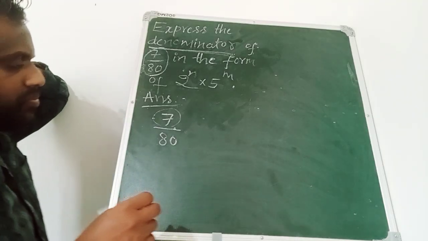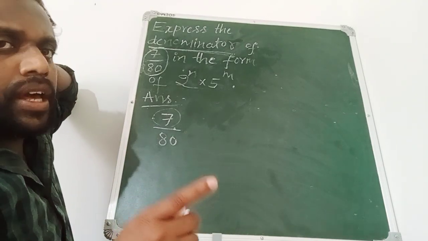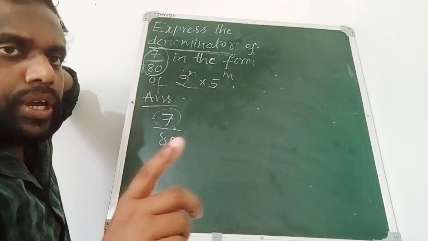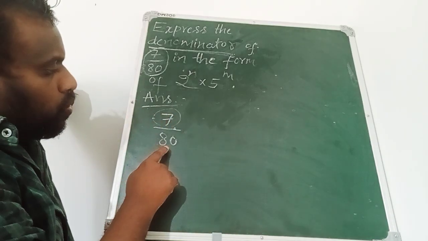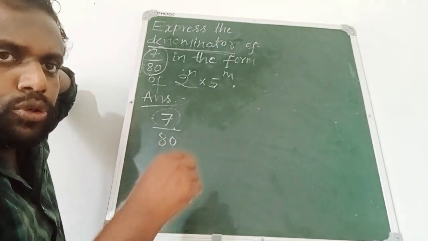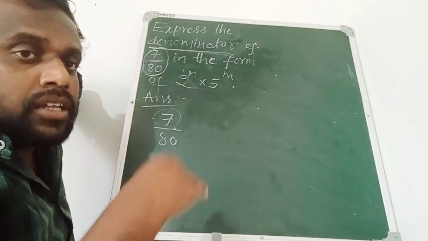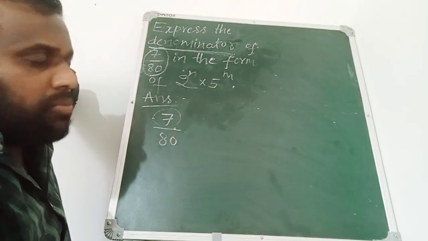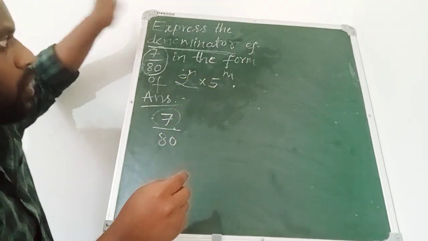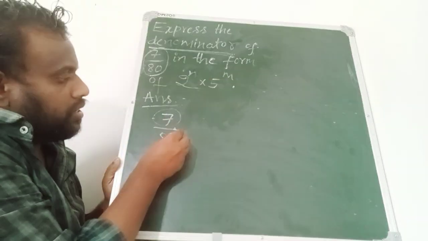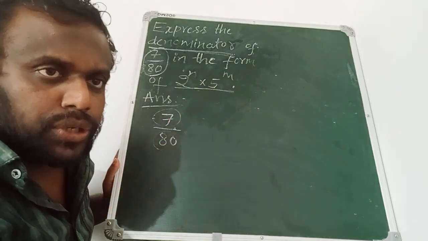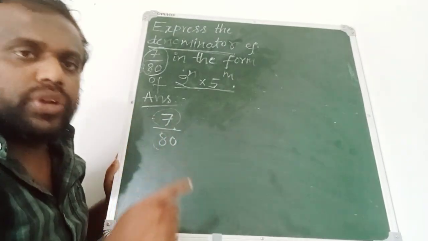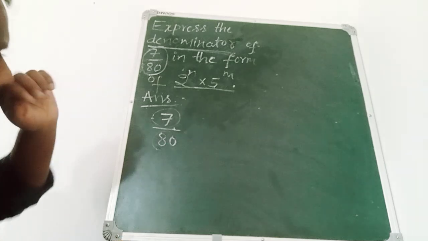Okay. So they are not telling us to do anything with this 7. They want only this 80 to be rewritten in another form. That another form is this form. The question says we have to write only this 80 in the form of this. We need not touch this 7 at all.